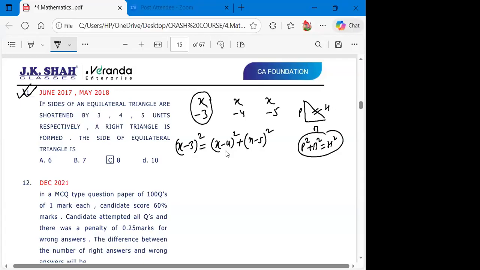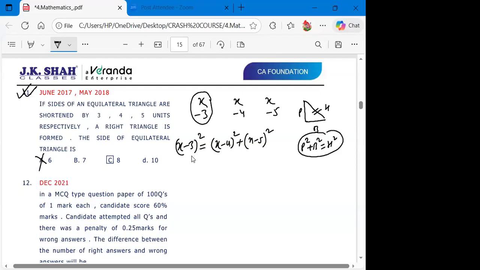6 minus 4 is 2. 2 square is 4. 6 minus 5 is 1. 1 square is 1. 4 plus 1 is 5. 6 minus 3 is 3. 3 square is 9. Not equal. Cancelled. Clear?